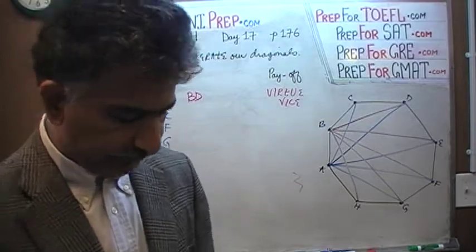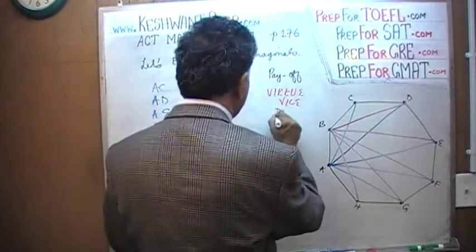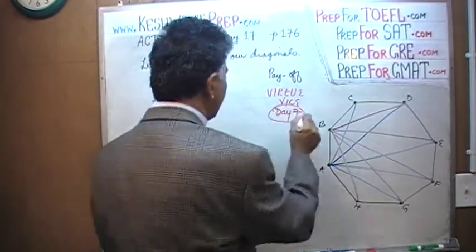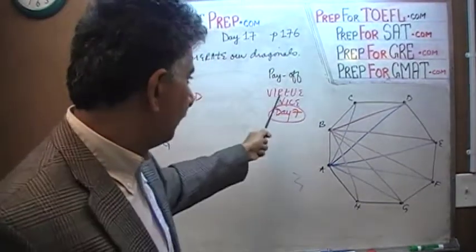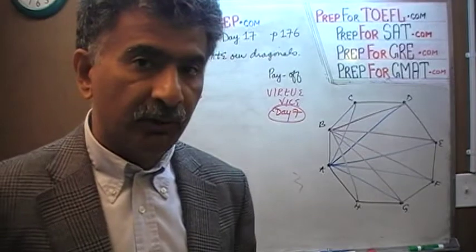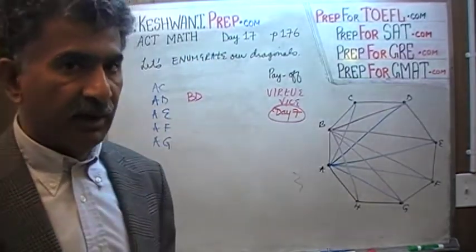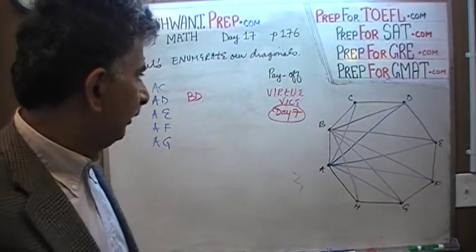Day number 7. Just type in vocabulary words, ACT vocabulary words. Day 7, and you will learn this word virtue and vice, and you will learn the meaning of the word virtue in the context that I just used. I'm not going to keep going because otherwise we'll never get anywhere.